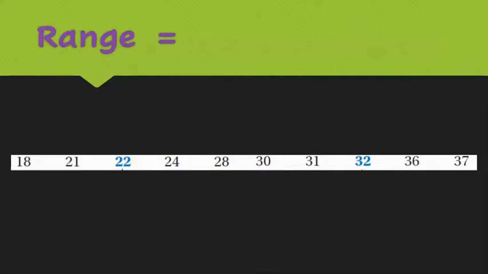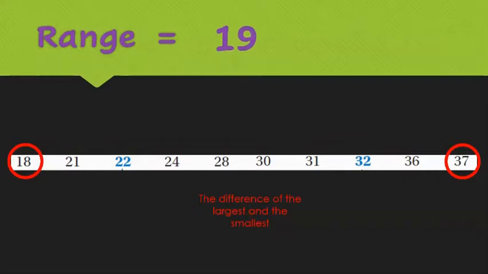When we determine range, we have to identify the largest and the smallest value in our data set. I have arranged them from the smallest to the greatest. In order to find the difference, we identify 37 as the largest, and then subtract 18, which is the smallest, which gives us a range of 19 for our data.